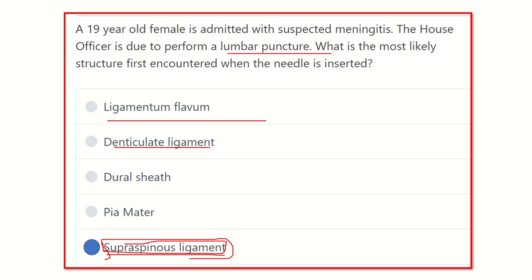The denticulate ligament is not pierced by the needle. The dural sheath is pierced, but it is more inside. And the pia mater is usually not pierced because the cerebrospinal fluid is located in the subarachnoid space. So for lumbar puncture, the first structure, or first ligamentous structure, we have to pierce is the supraspinous ligament. Thank you all.